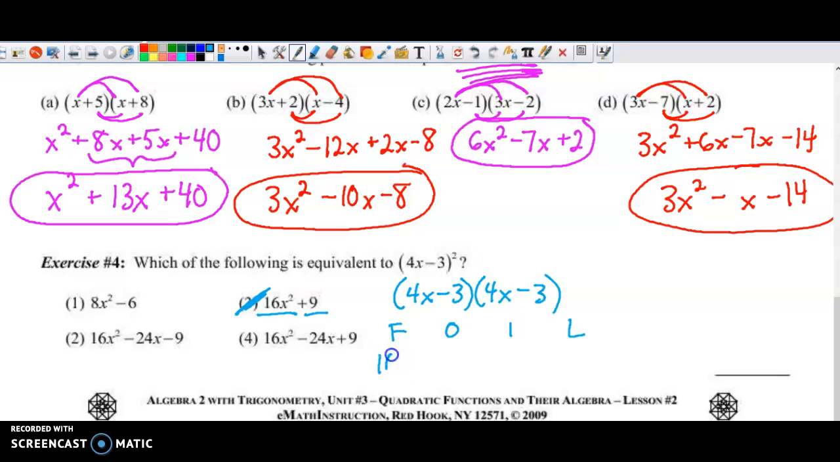4x times 4x is 16x squared, so that is right. The outside is negative 12x. The inside is also negative 12x. That's how we get answers like option 2 and option 4, not this one. And then negative 3 times negative 3 is positive 9. So that's why option 4 is the correct answer. We need the positive 9, and negative times a negative is positive. Option 4.